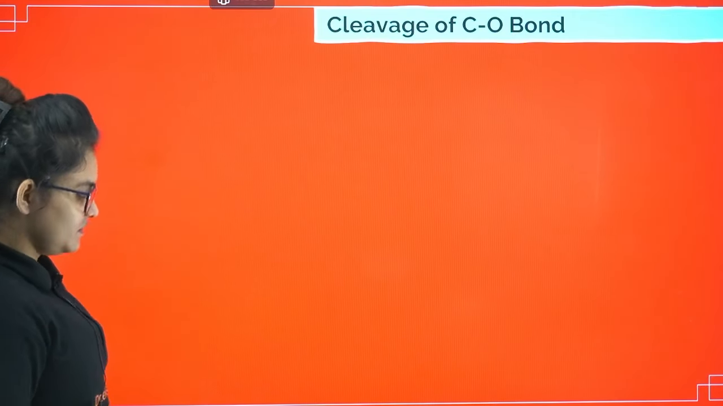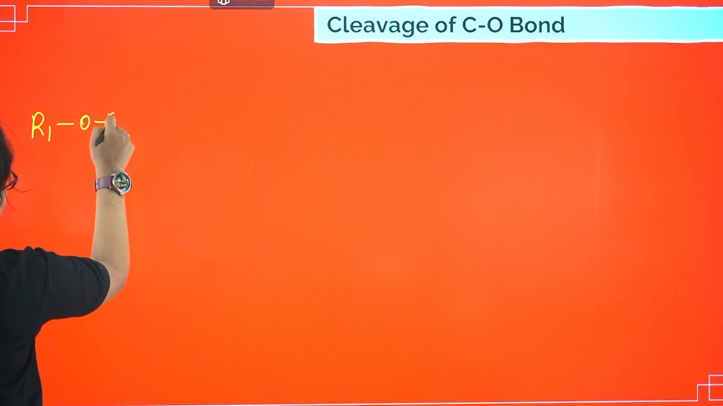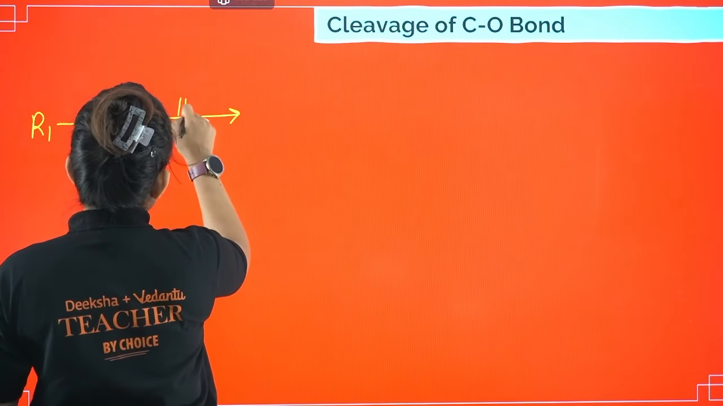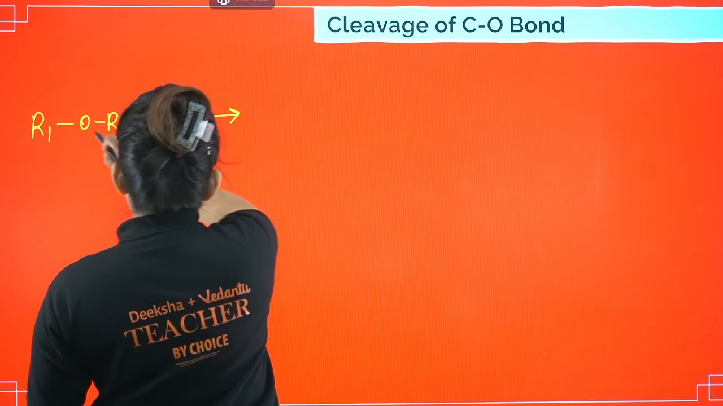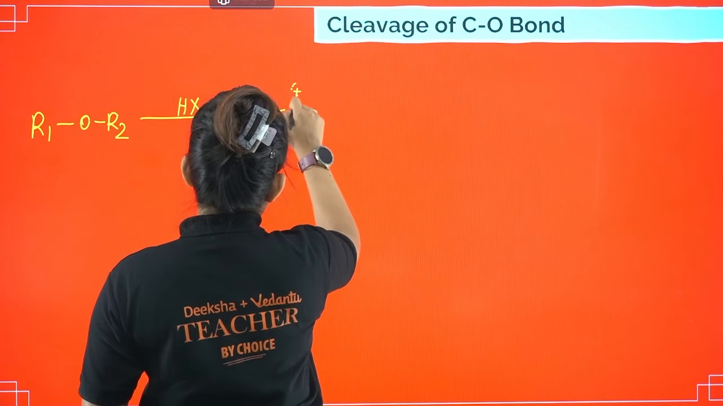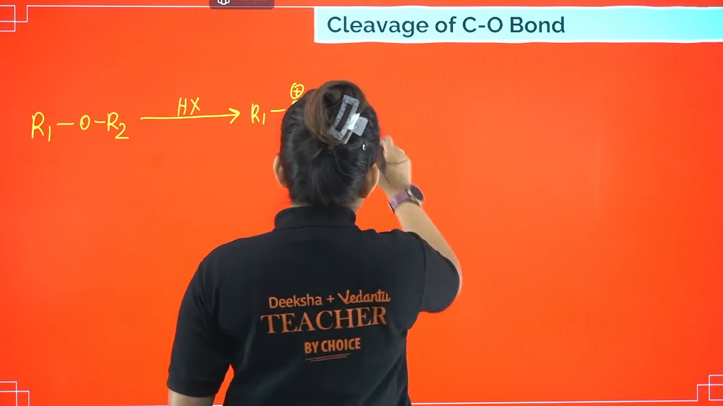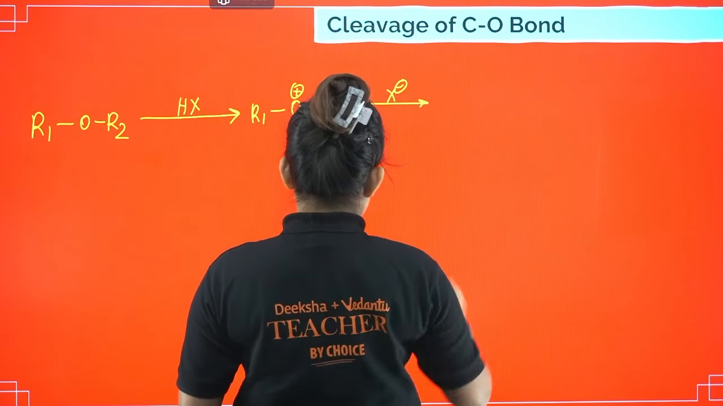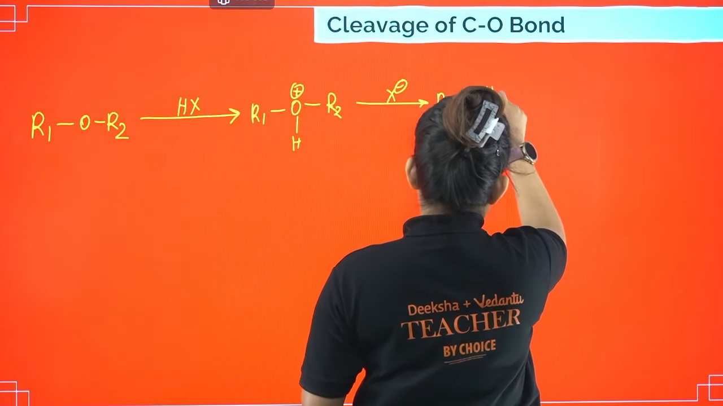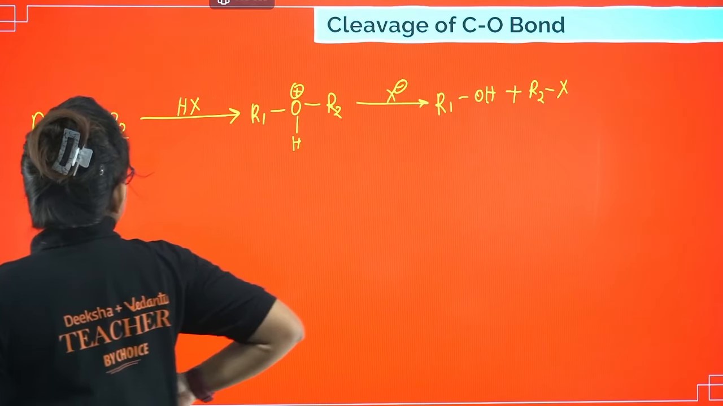Okay, so C-O bond cleavage at first. Let's say I'm having R1-O-R2, and I'm giving here some HX. This oxygen will be protonated at first, so I will get R1-O-plus, here H, here R2, right? Now let's give X minus. I will get R1-OH plus R2-X. Okay, so this is the thing.